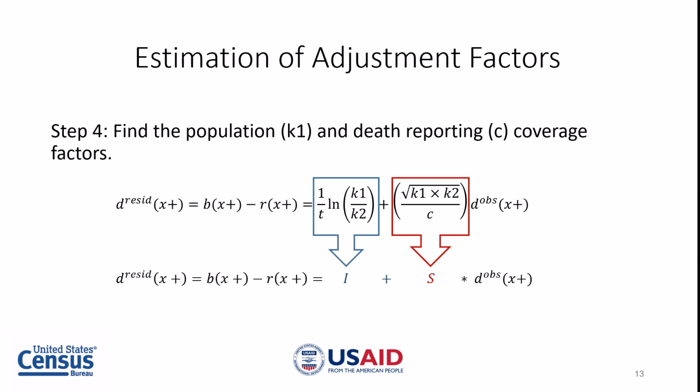The completeness of reporting of deaths relative to population is estimated from the slope S of the straight line fitted to the series of points. S is a ratio of the geometric mean of census coverage and the adjustment factor for death coverage. Once you estimated K1 relative to K2 in the intercept, you can also estimate the completeness of death recording C. Again, we are explaining the mechanics behind the calculations, so you have an understanding of estimation procedures. However, you do not need to program or do any of these estimations by hand. The workbook includes all calculations and provides values for K1, K2, and C.